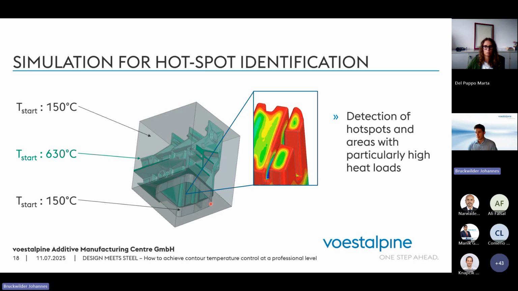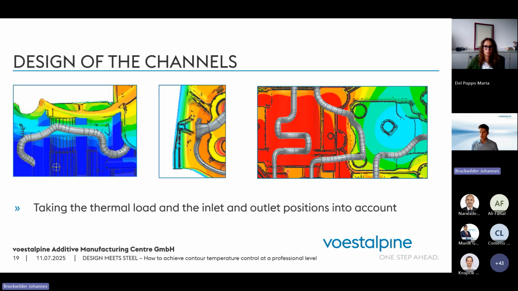How we do it: if we get the casting, here you see the thermal load, and there we identify certain hotspots. We are taking these thermal loads into account, and then we are designing those channels. For example, here where it's hotter, red, we put some more channels as compared to this area where it's more green and blue. There it's a little bit colder, and there we don't need that much heat taken out.